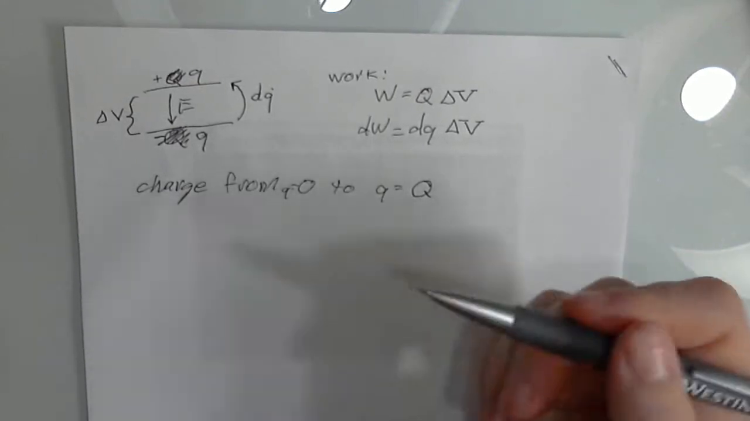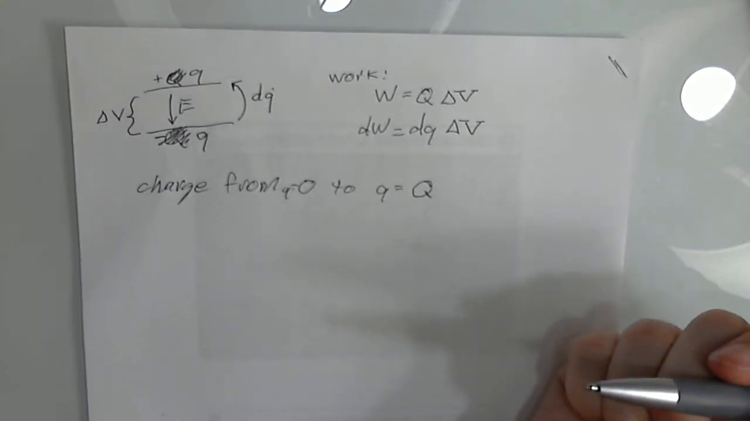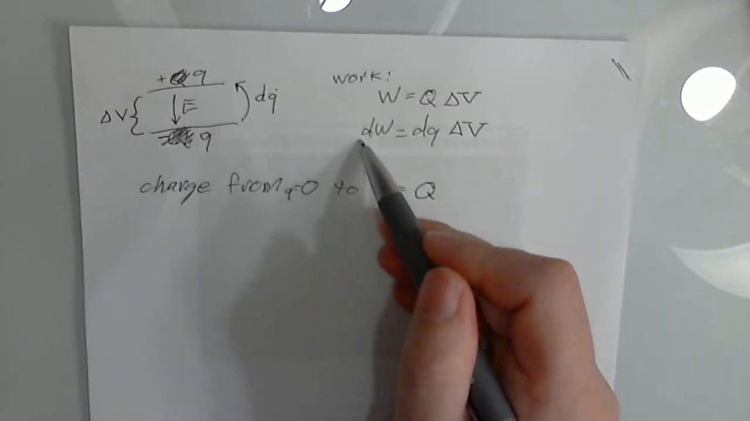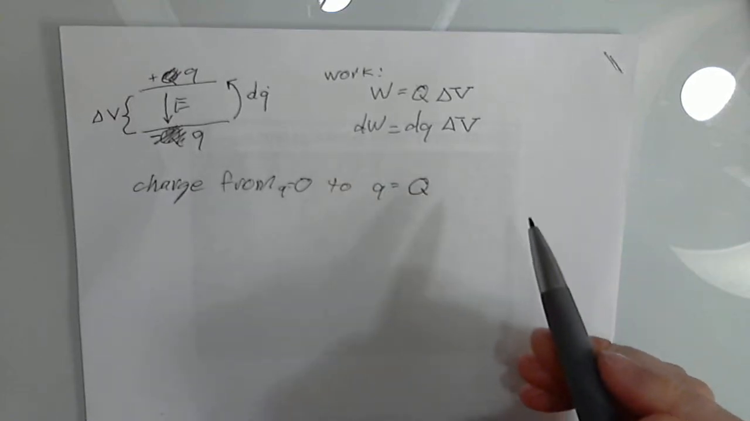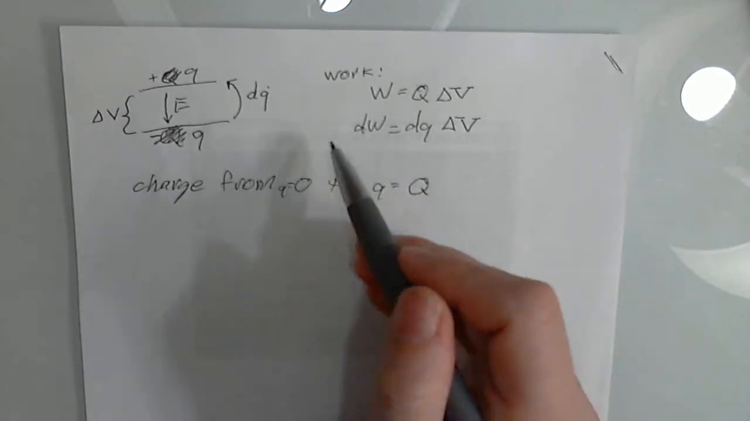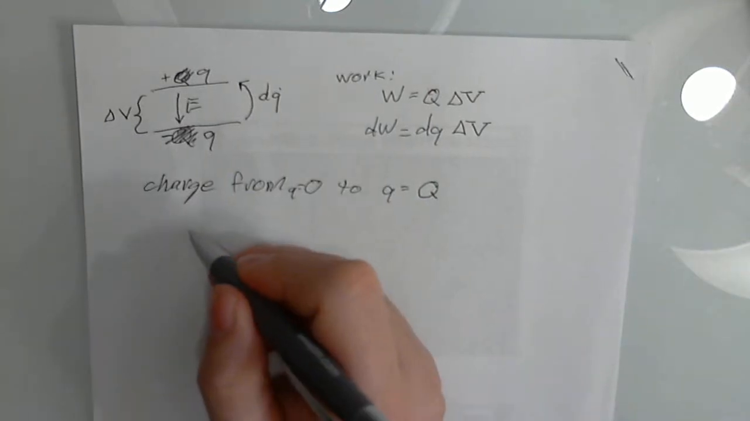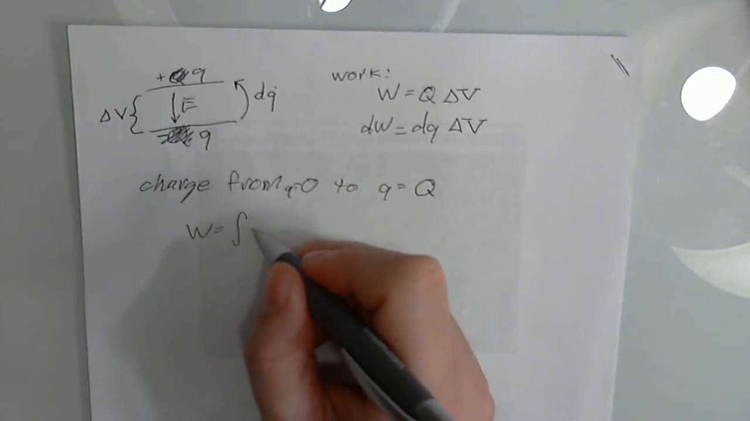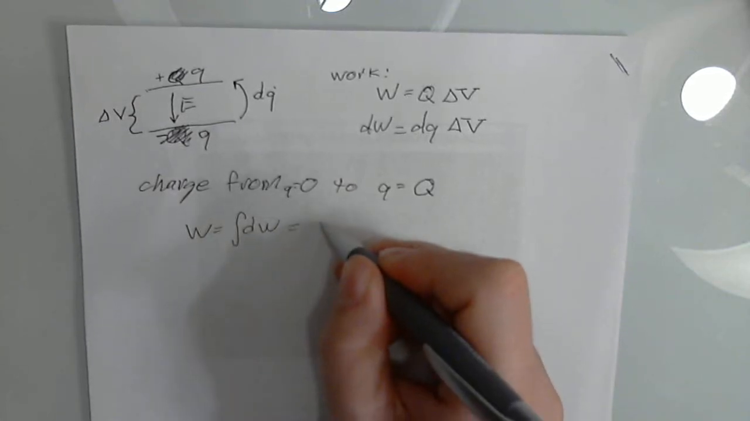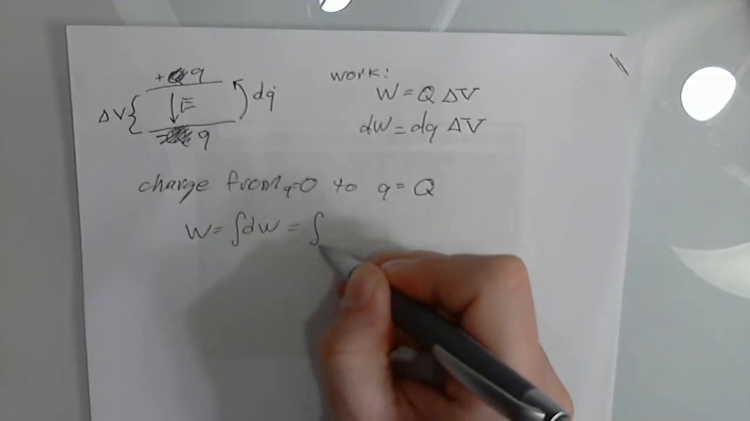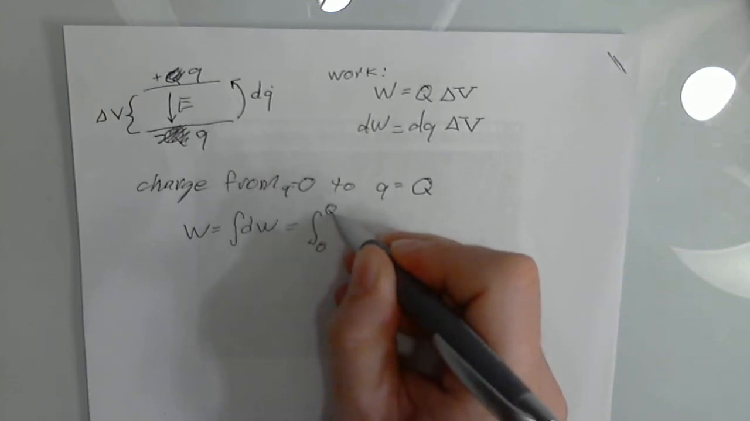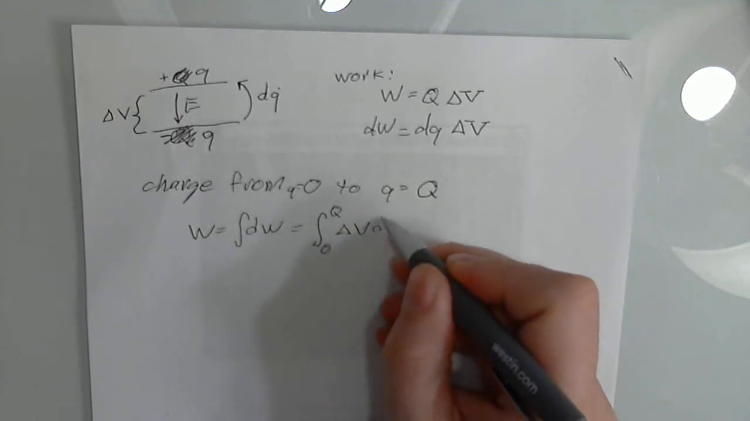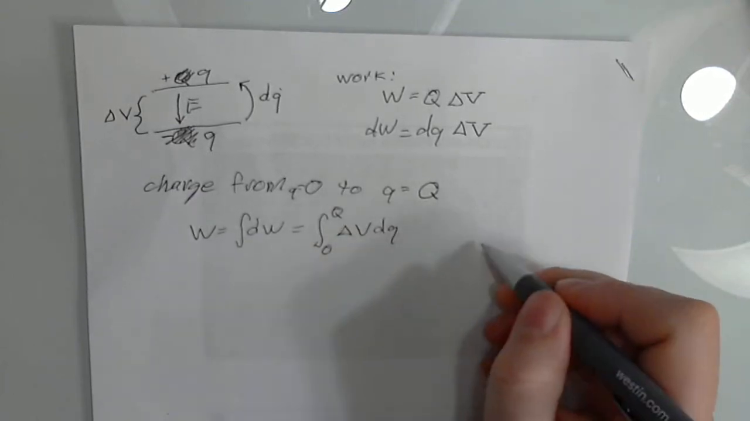And we want to know how much total energy the capacitor has, which is the same as how much work we put into it. Well, every time we move a little charge, we get a little work, and so the total work is equal to adding up all the dWs, which is to say that the work is equal to the integral of dW, which is equal to the integral from q equals 0 to big Q of delta V dq. Now what's delta V?